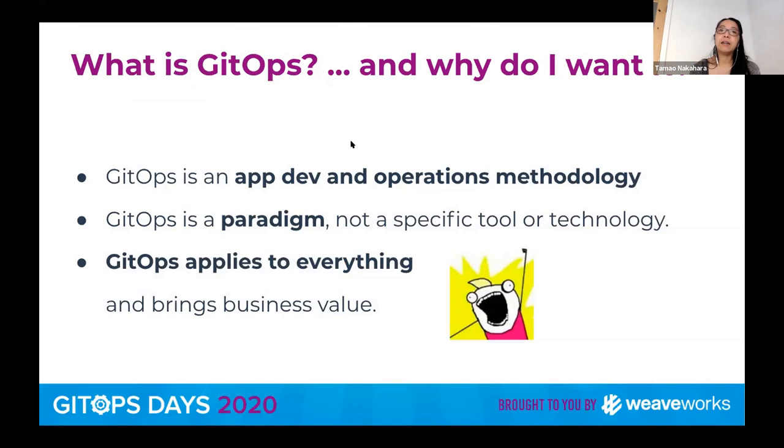But these are really the key areas, right? GitOps is not a particular tool, even though we're highlighting Flux. GitOps itself is a methodology that we really promote regardless of what tools or tool combinations you use. It's a methodology, a paradigm, an approach. And as I was mentioning, you can apply it to everything, and it brings a lot of business value. It's really fun to see the various ways people are applying GitOps to all parts of their operations and app dev areas as well. So it's not relegated only to those spaces.